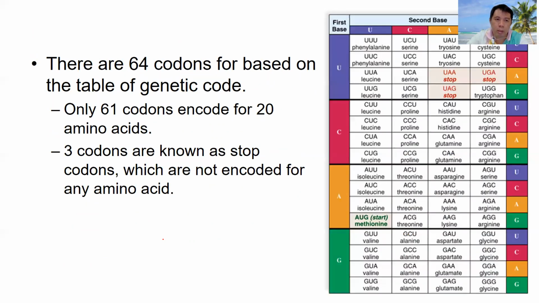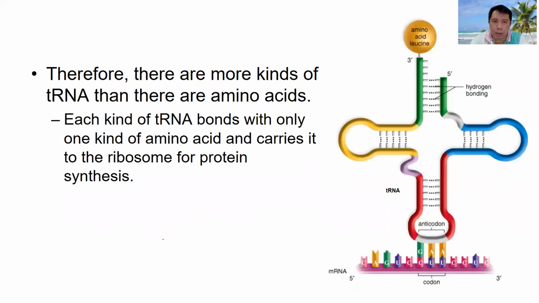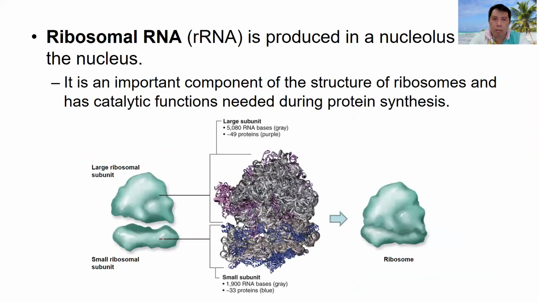The degeneracy or redundancy will be discussed in semester 3. Therefore, there are more kinds of tRNA, which is also the redundancy. All right, now we already know the function of the tRNA is to carry the particular amino acid regarding the codon of the mRNA. Then how about the function of ribosomal RNA?